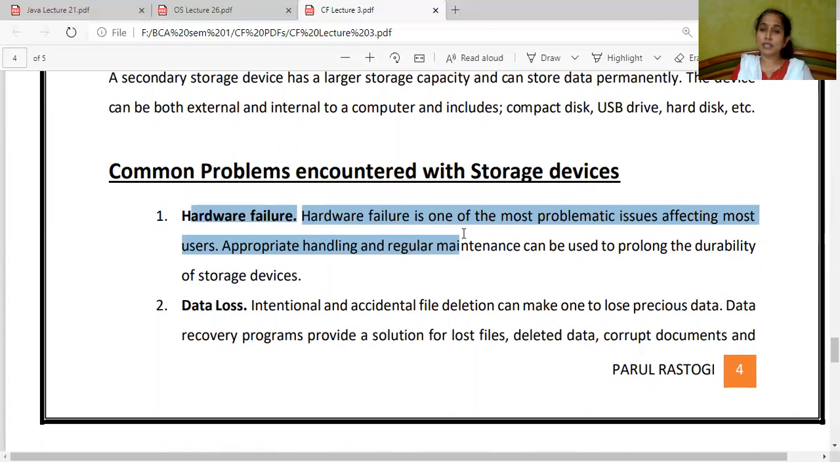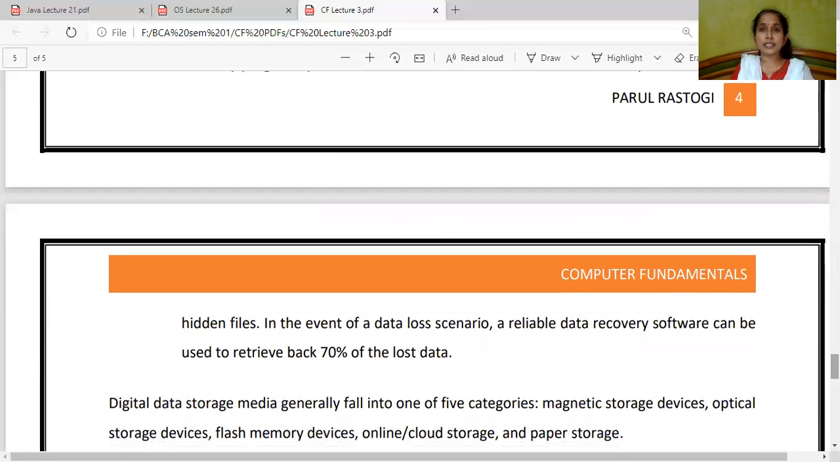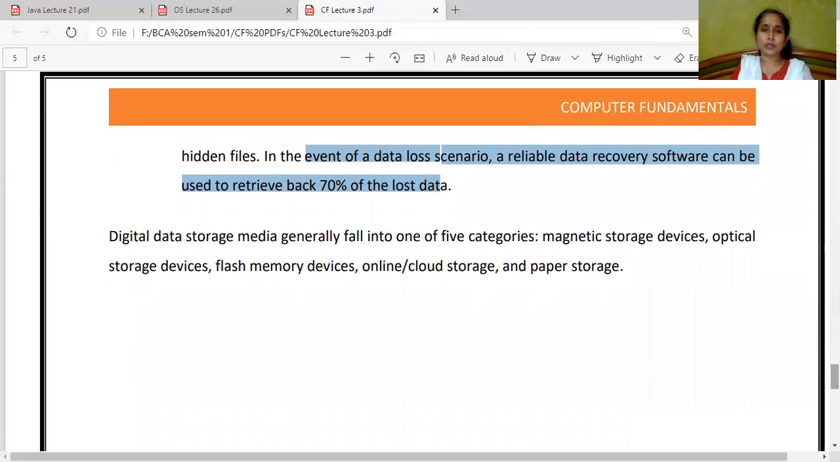Hardware failure, RAM corrupt हो जाती है, hard disk crash कर जाती है. So that is a hardware failure. And data loss, intentional or accidental file deletion can make one lose a precious data. Recovery programs are there to recover the lost files or deleted files, but that is not very authentic. It's not compulsory कि आप recover कर ही लोगे. Okay, in the event of data loss scenario, reliable data recovery software can be used. 70% data आ सकता है, 30% is permanently lost, usually.